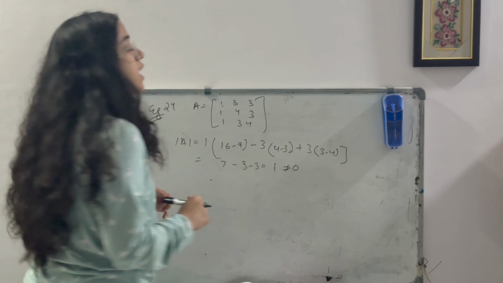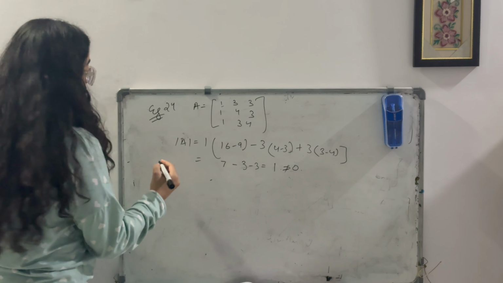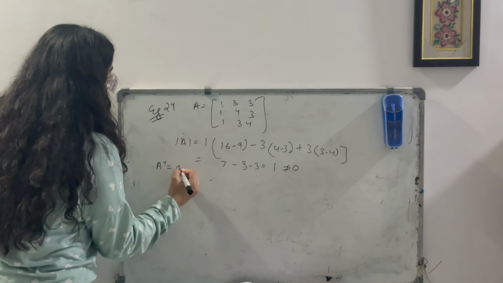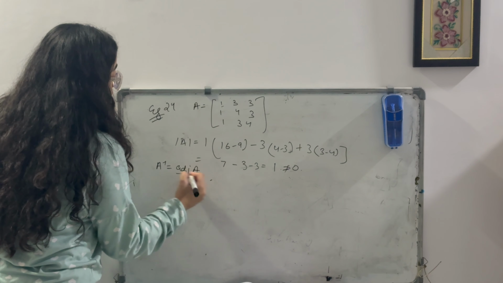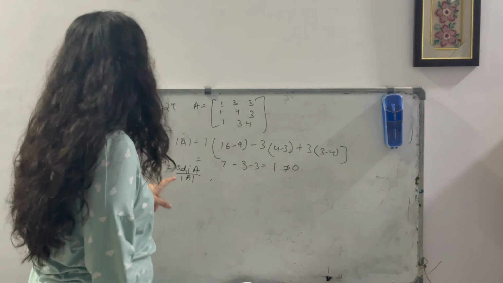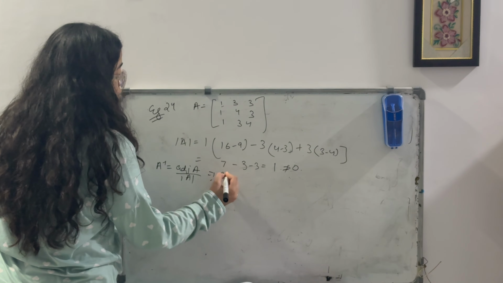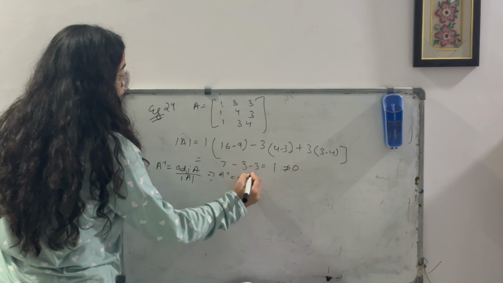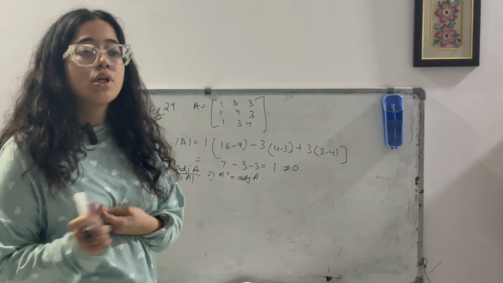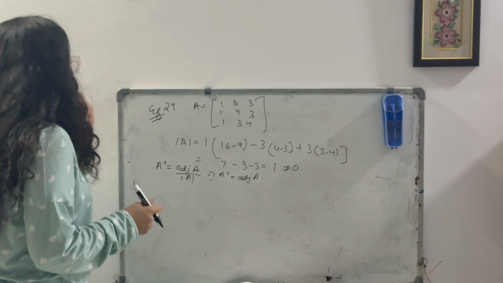Now what would A inverse look like? A inverse, from our previous proof, would look like adjoint of A divided by determinant of A. Yes. Determinant of A is 1. So that means in this case A inverse would be exactly adjoint of A. So what we need to calculate here is adjoint of A. Now we are going to calculate adjoint of A.